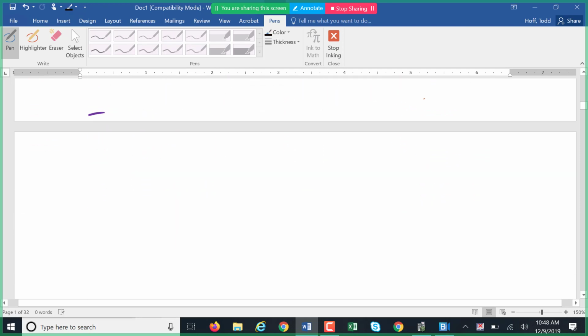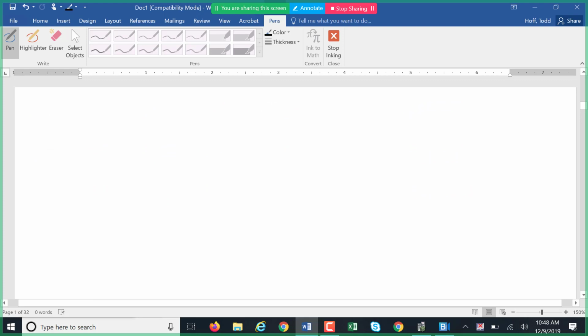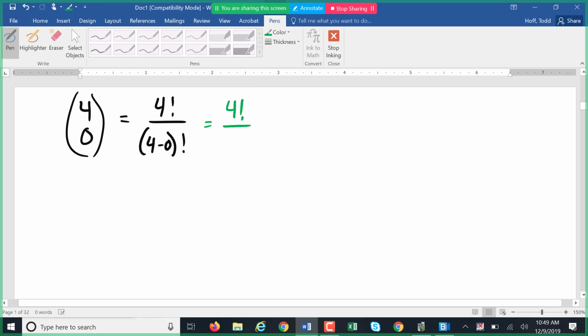Well, what if we did 4 choose 0? That is 4 factorial over 4 minus 0 factorial, which means it's 4 factorial over 4 factorial. Anything divided by itself is 1, so we don't even have to write out the factorials for those.